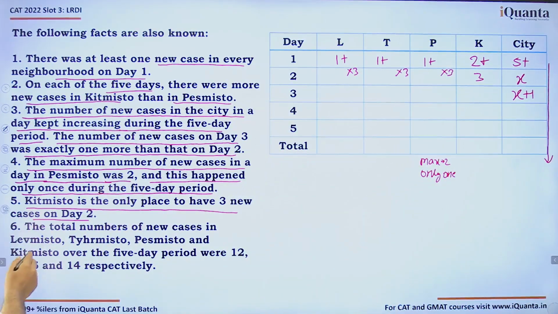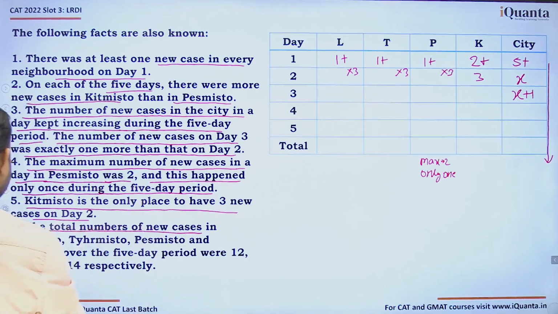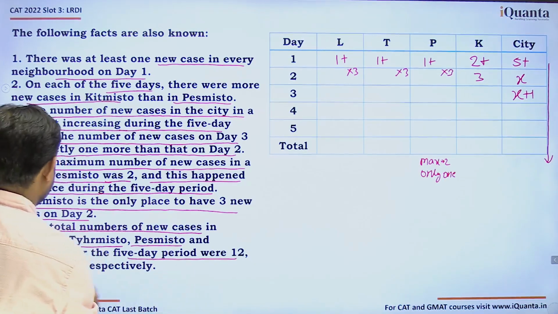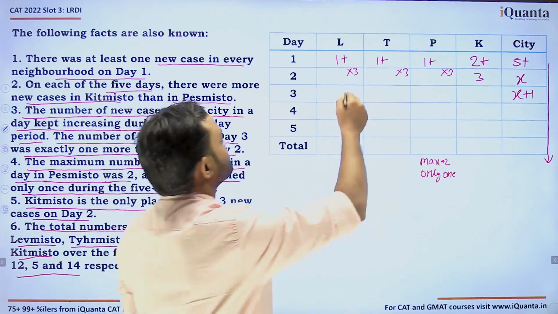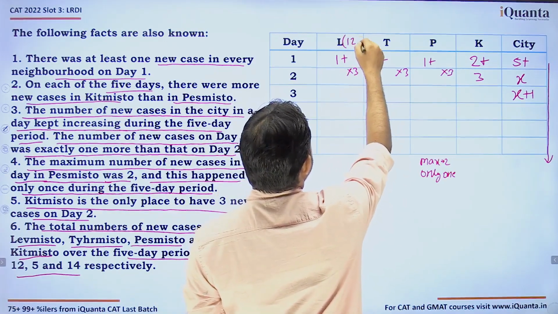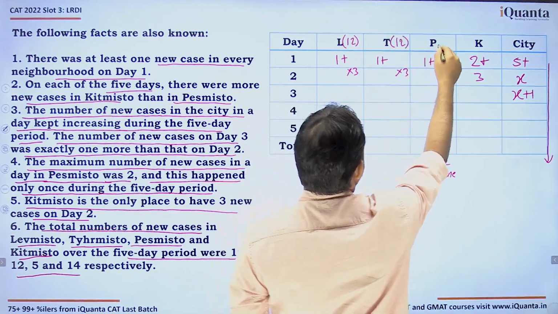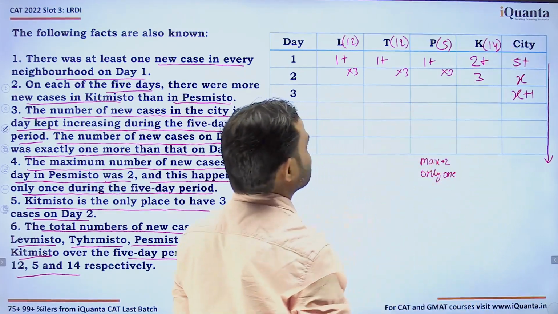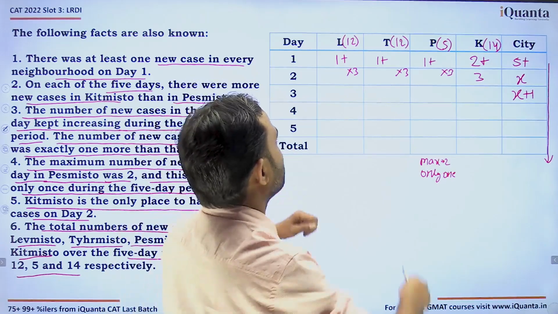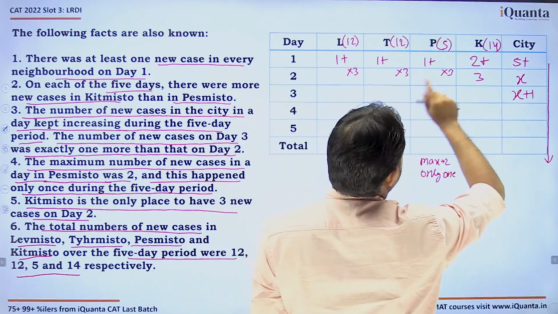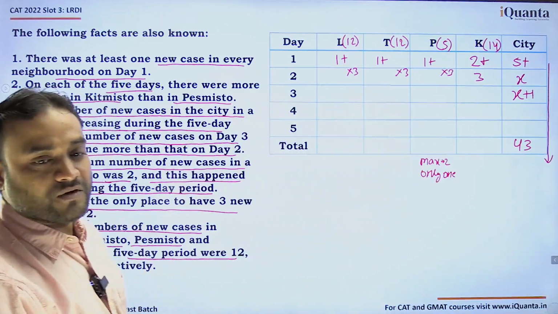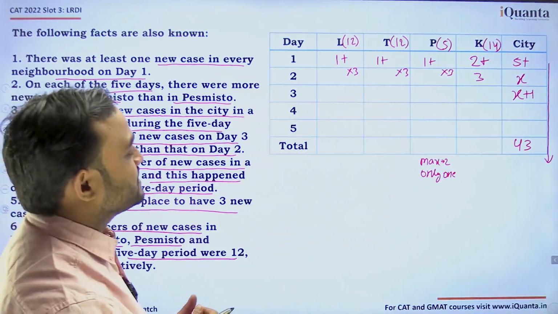Now it says the total number of new cases in Levmisto, Tiremisto, Pesmisto, and Kitmisto over the 5-day period were 12, 12, 5, and 14. So total number of cases in the city over the 5 days will be 12 plus 12, 24 plus 5, 29 plus 14, which is 43. So total number of cases over the 5 days in the city is 43.